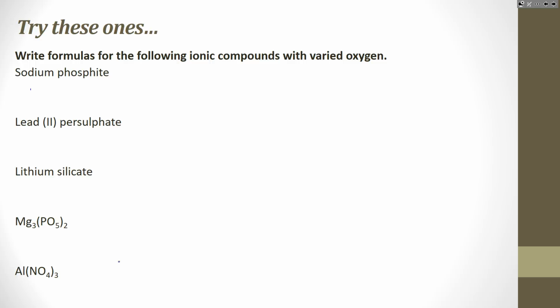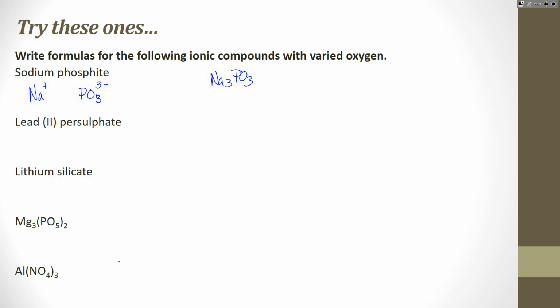Okay, to write the formula for sodium phosphite, I guess I should say. Na is a 1+, phosphite. Now looking on the back of the table, I don't see phosphite, but I do see phosphate. So phosphate is PO4, so phosphite is PO3, and it's still a 3-. So the formula for this would be Na3PO3.